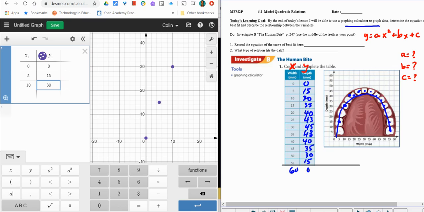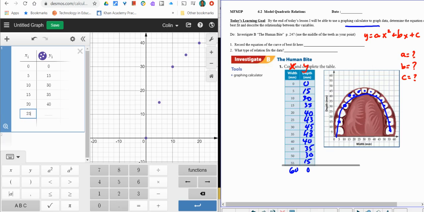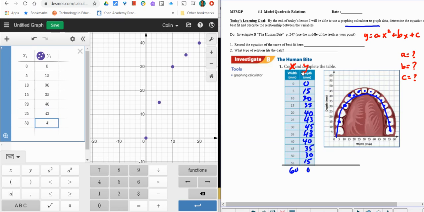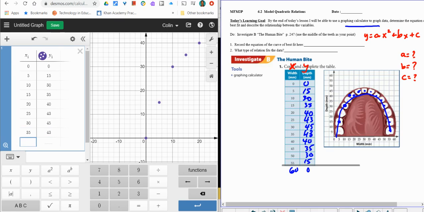Now, I want to pause just for a second. Before I go too far along, I want to show you, well, okay, no, we'll keep going. 15, and there's just more than one way to do this type of thing. 40, 25, and 43, and 30, and 45. We're just plugging these numbers in, 35 and 43. Now the numbers start to repeat themselves, 40 and 40.